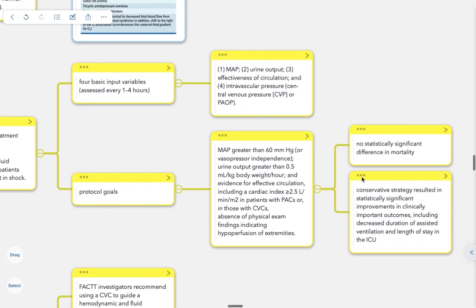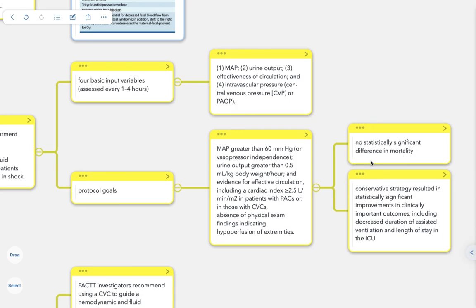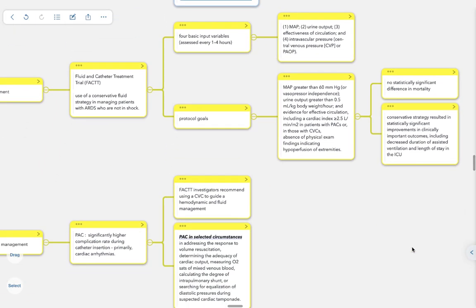So, in the FACTT trial, there was no statistically significant difference in mortality seen when you compared the patients who were given liberal fluid management with the ones who were given a conservative fluid management. But yes, the conservative strategy resulted in statistically significant improvement in clinically important outcomes, which included a decrease in the duration of assisted ventilation and length of stay in the ICU.